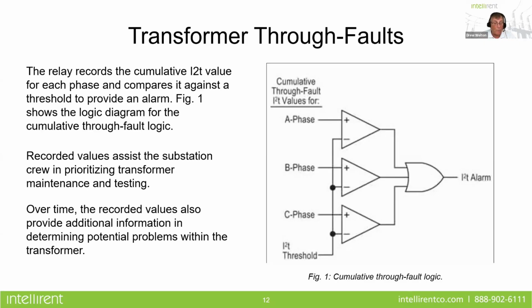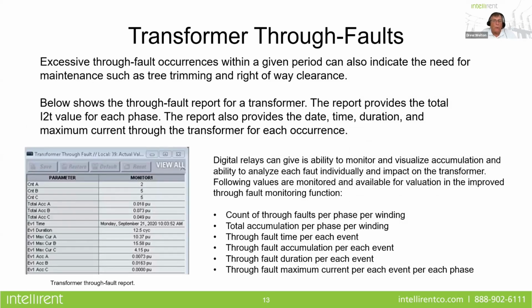And we're going to talk about this a little bit longer because one of the problems with monitoring systems is people don't necessarily know what to do with that information. And this is important. Over time, the recorded values also provide additional information in determining potential problems within the transformer itself. So here's what you're going to look for in a monitor report, and this comes out of a Schweitzer relay. Excessive through fault occurrences within a given period can indicate the need for things such as tree trimming for maintenance and right-of-way clearance.